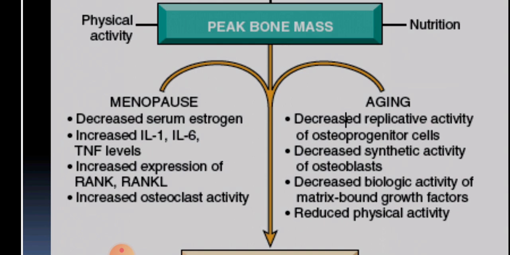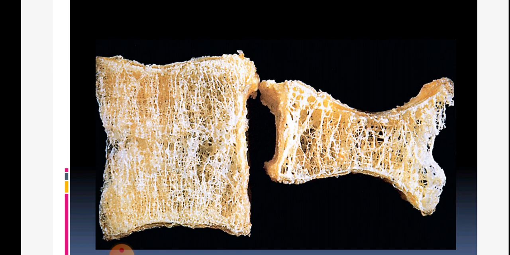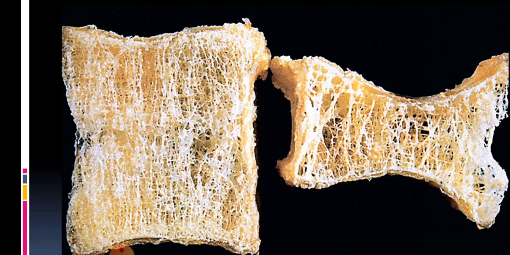Aging, what does this cause? Decreased replicative activity of the osteoprogenitor cells, decreased synthetic activity of osteoblasts. So all these cells, the activity is reduced. They are a bit inactive. Decreased biologic activity of matrix-bound growth factor, reduced physical activity, leading to osteoporosis. See this. These particular bones look very fragile. They look brittle. See, a lot of spaces. It's not dense and solid. It is porous.